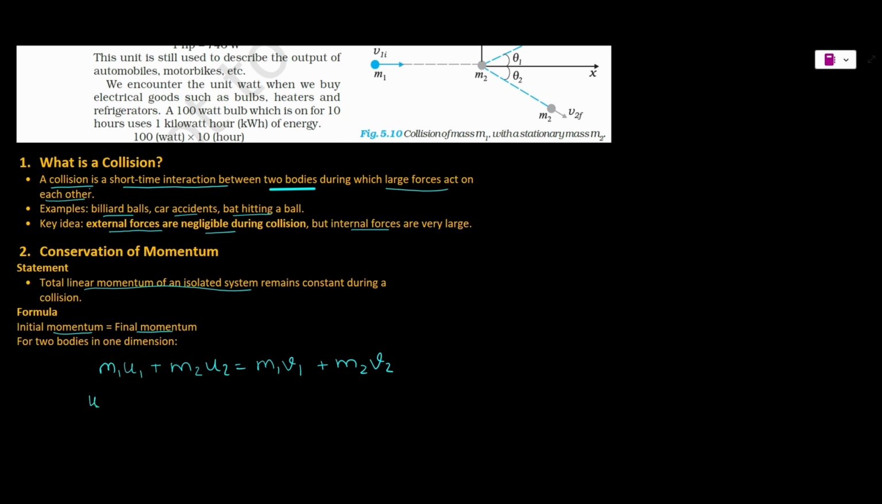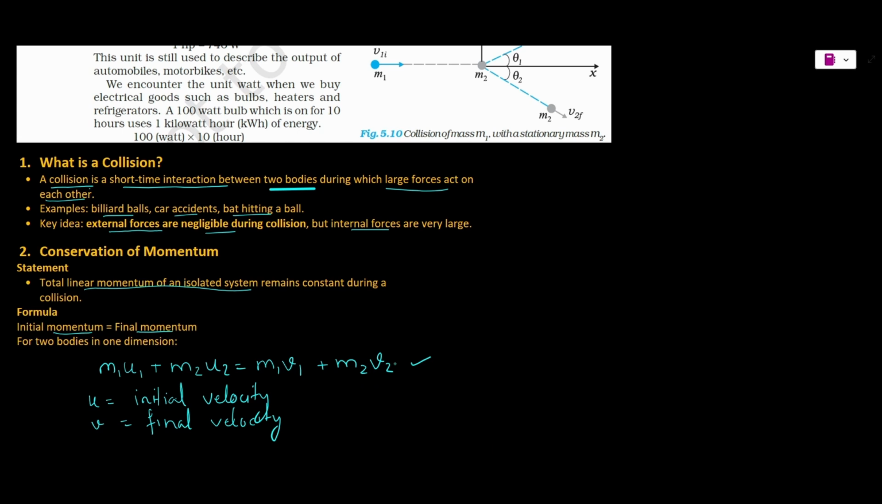What is u? u is initial velocity. And what is v? v is final velocity. So this is the formula for the collision. Now this is for two bodies in one dimension, that is, the objects are moving along a single line.